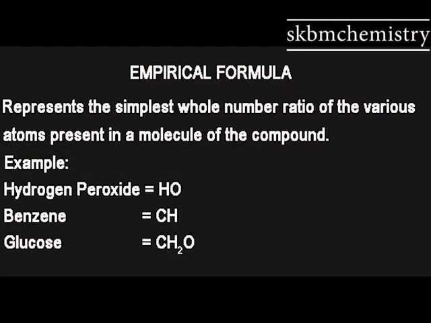Now we will see what is actually meant by empirical formula. Empirical formula represents the simplest whole number ratio of the various atoms present in a molecule of the compound. For example, the empirical formula of hydrogen peroxide is HO. The empirical formula of benzene is CH. The empirical formula of glucose is CH2O.